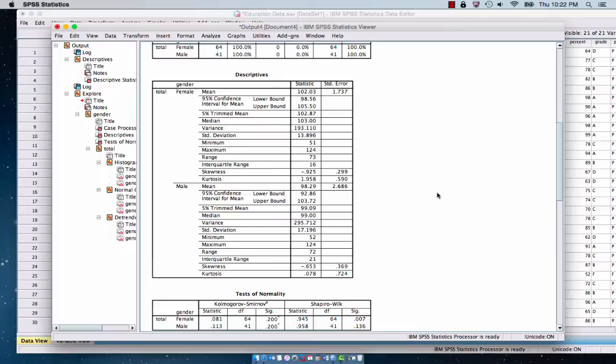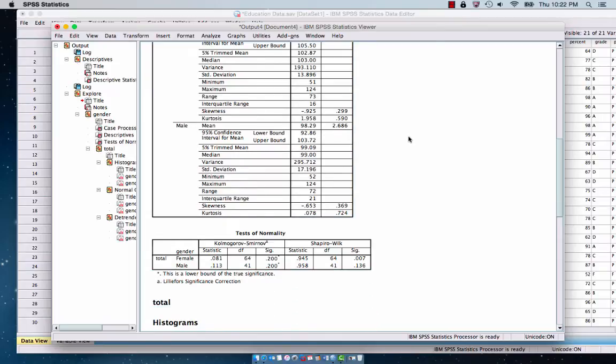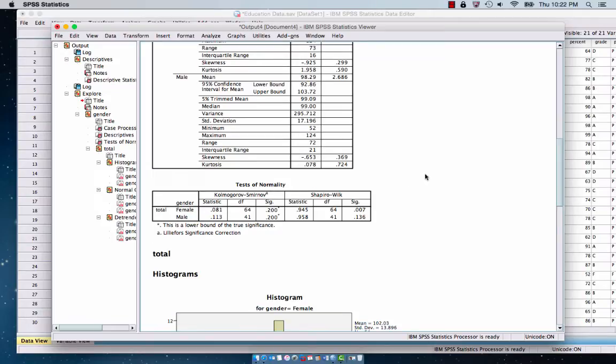we see that we get our table, and for the total score, the female mean is 102. The standard deviation is 13.896. And of course you get all these other values. The male mean is 98.29, and the standard deviation is 17.196. And when you check the normality plots, the most important thing that you get is a test of normality for each group variable.